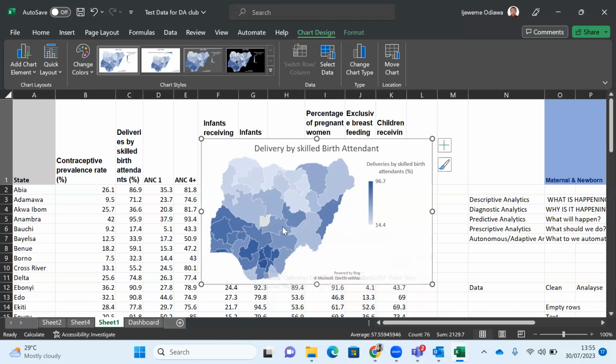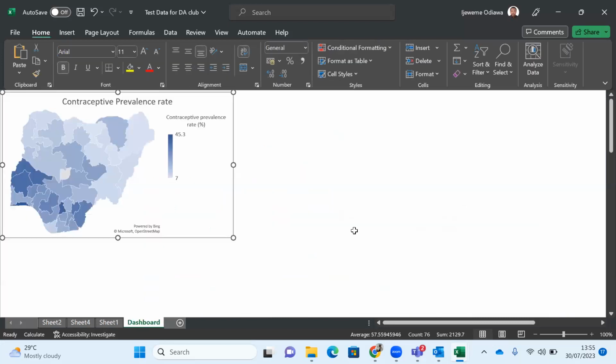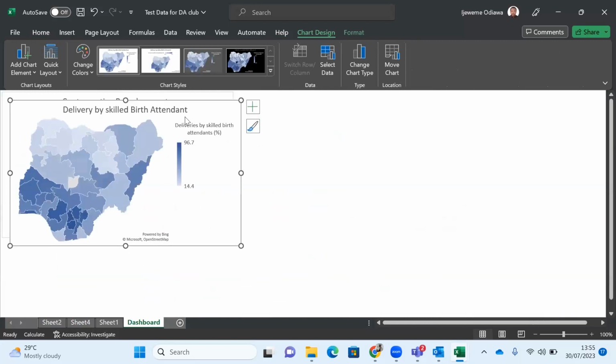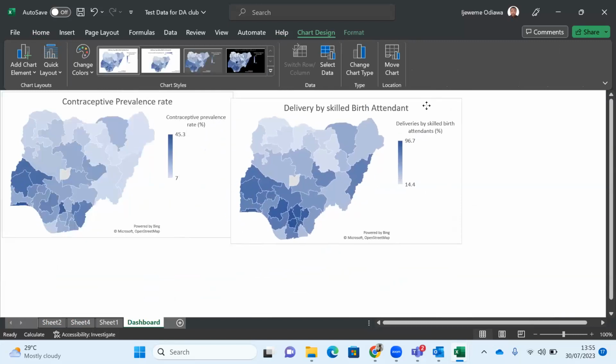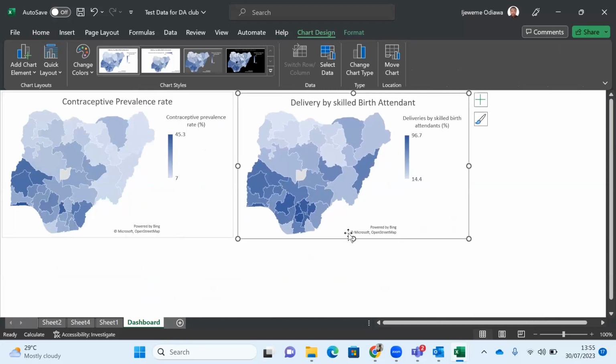But if you look at the places where the blue scale is lightest, you can see states like Bauchi, only 17% of the women that deliver in Bauchi state are actually catered for by a skilled birth attendant, or by a doctor or a nurse. So you take your data sets, you put it there. You're already telling a story, right? Things seem to be better in the South than in the North. But let's continue and see.